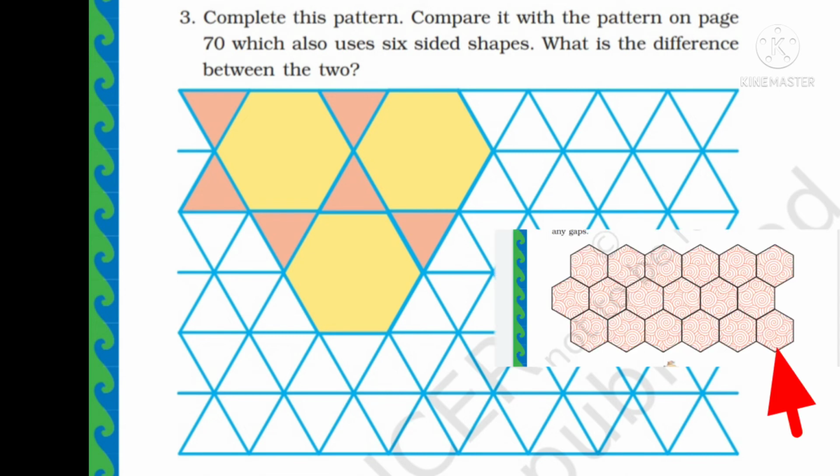This is the pattern given on page number 70. See here, both use 6-sided shapes, that means hexagons. But what is the difference? On page number 70, all hexagons are placed together. But here, near one hexagon, they are placing some triangles also. See here, around one hexagon, there are 6 triangles. And this is how this pattern is drawn. Hope you now understood the difference between these two patterns.